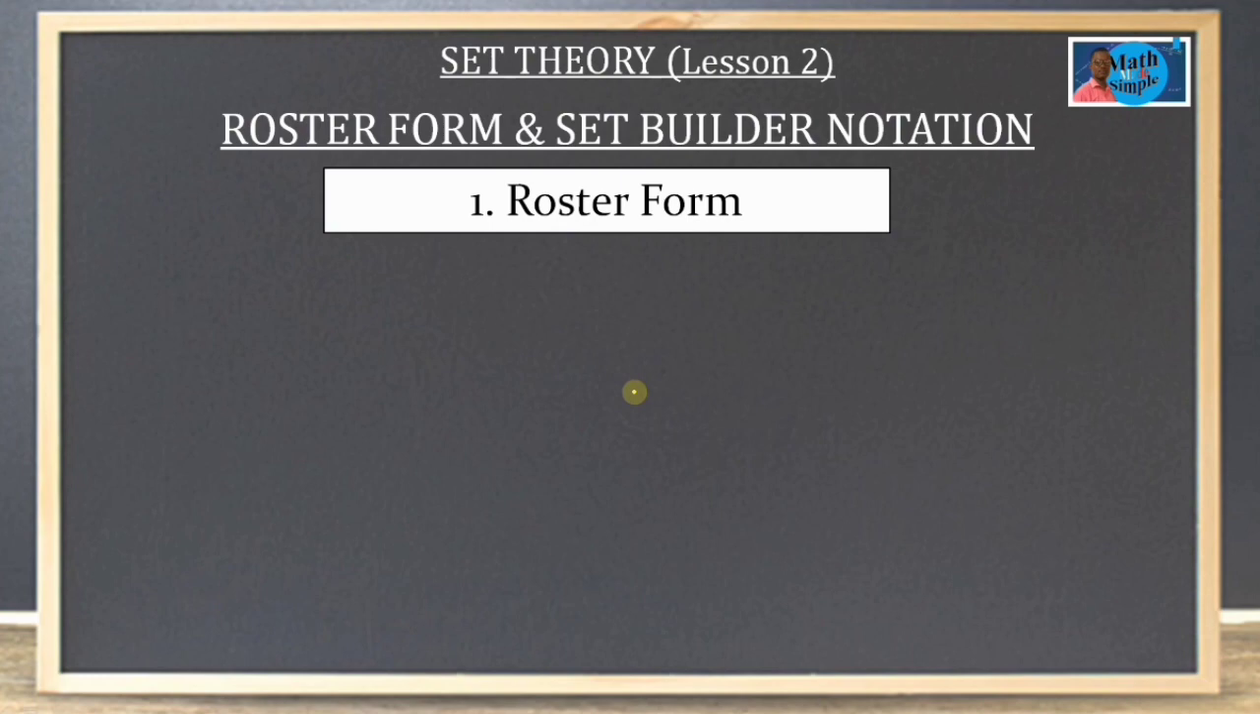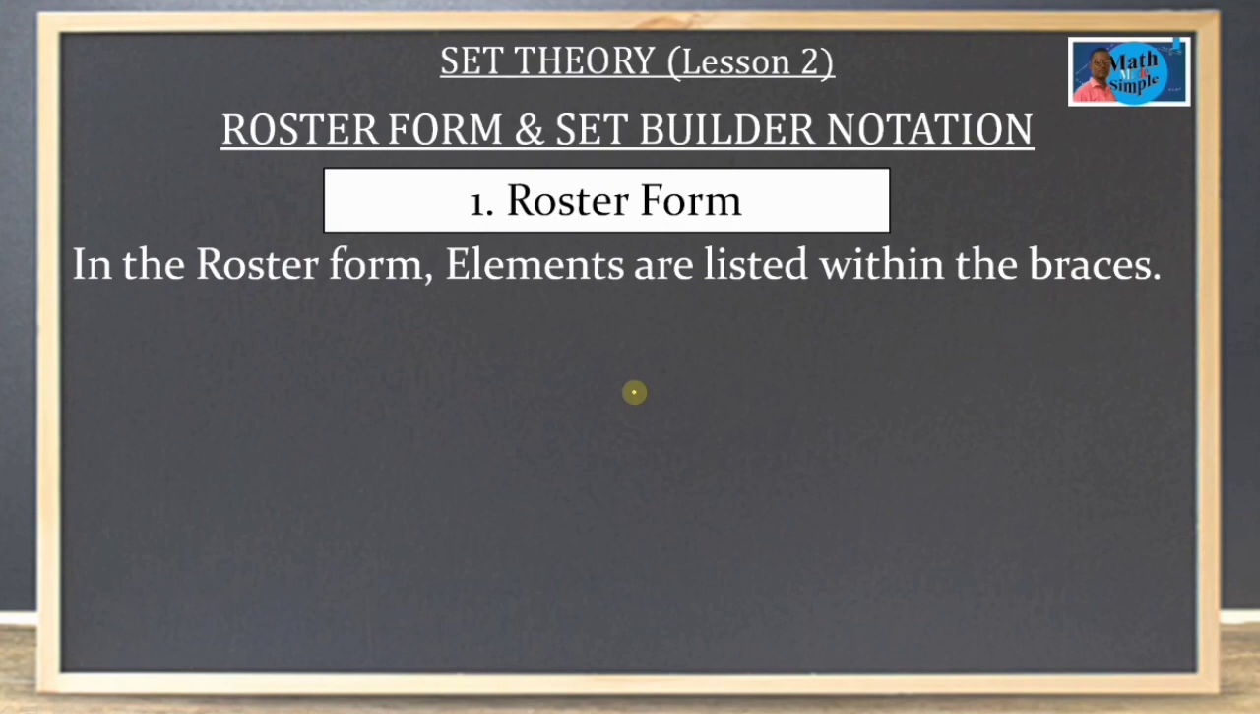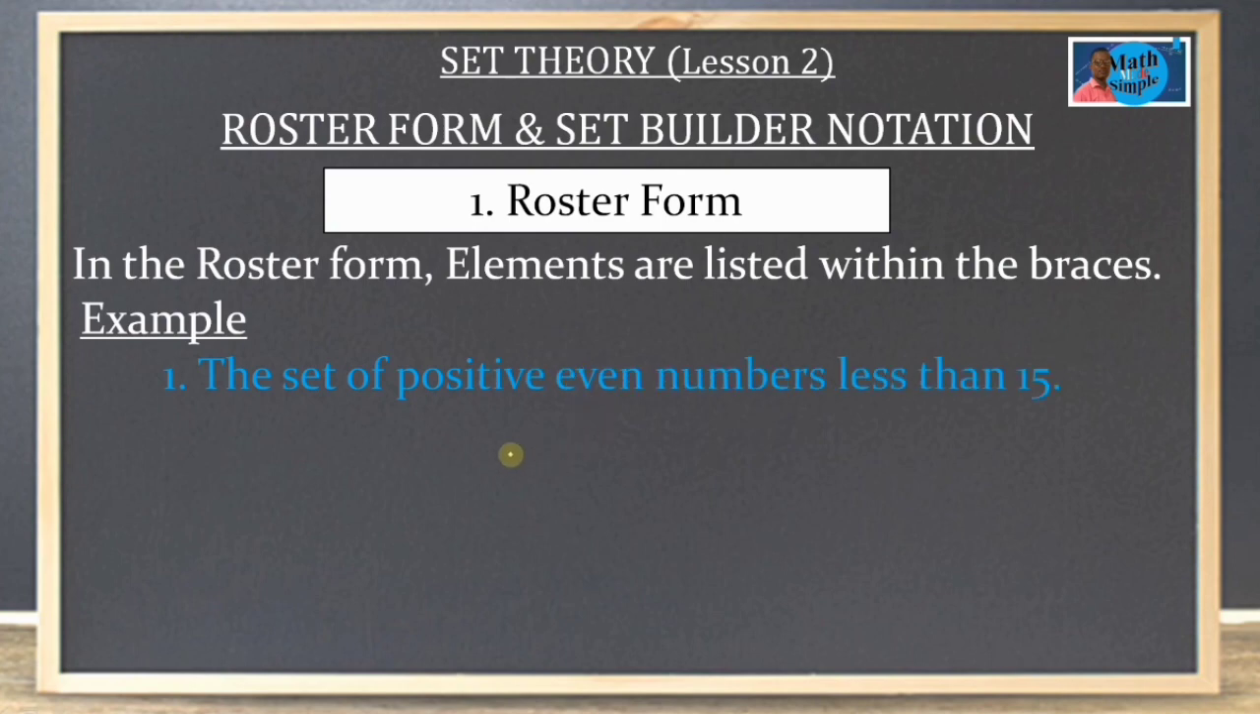Okay, so we will look at the roster form. The roster form is basically having the members of that set listed. That's simply the roster form. So let's see an example. Example number 1, the set of positive even numbers less than 15.